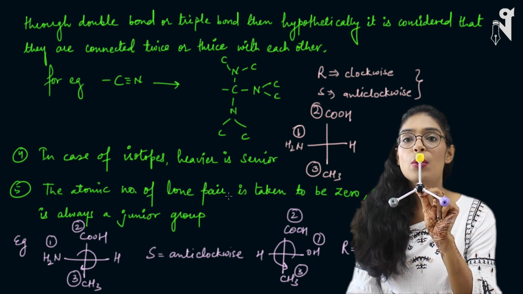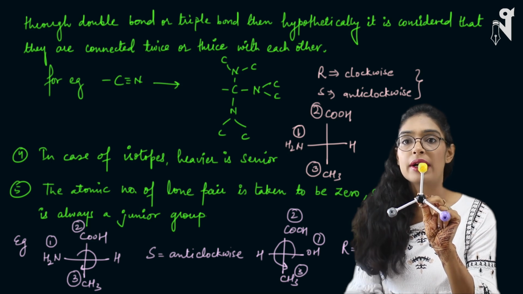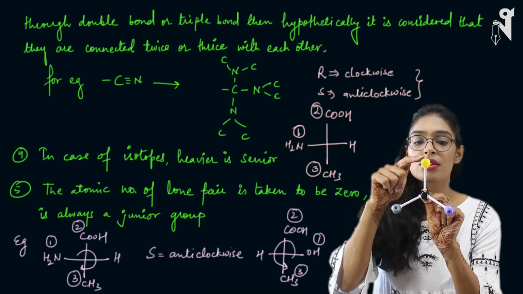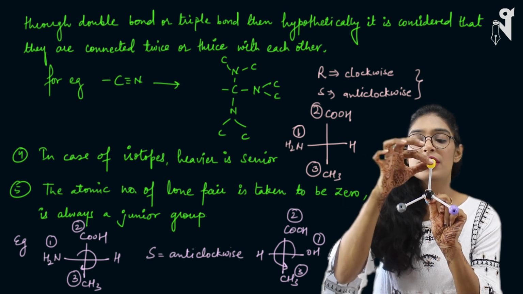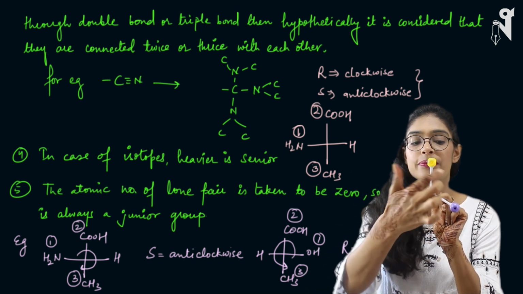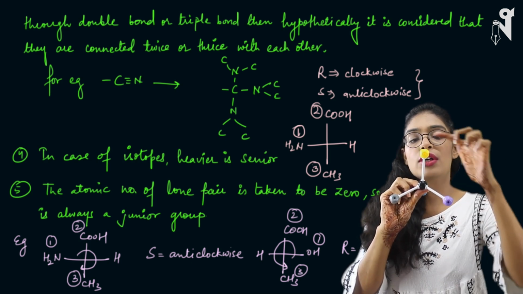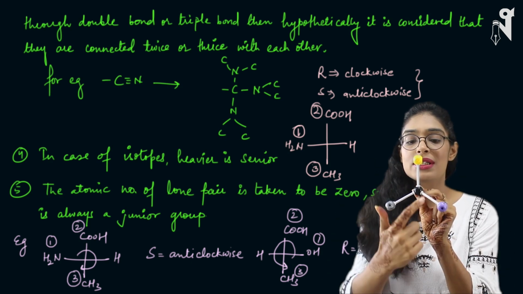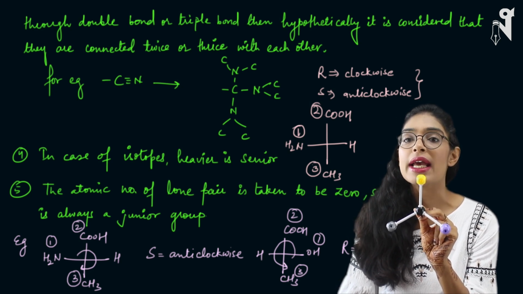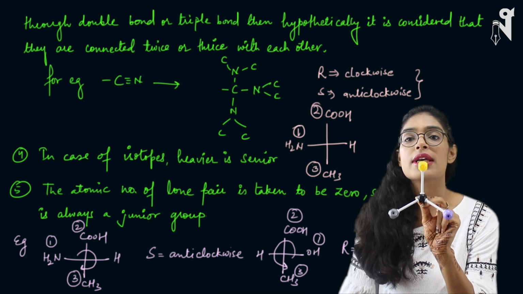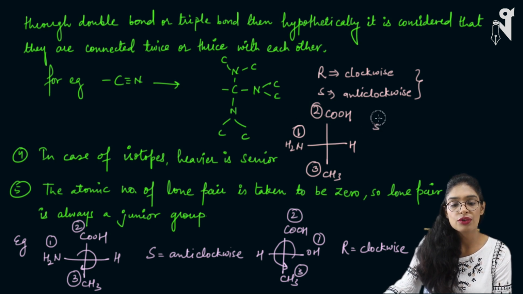Now see, the priority 1, 2, 3 groups are visible to you, and the one which had the least priority has been pushed back. Now look at it. This is your COOH, this is your NH2, this is your CH3. This is priority 1, priority 2, and priority 3. Just tell me, what kind of rotation is it from 1 to 2 to 3? It is anti-clockwise. If it is anti-clockwise, the configuration should be S. So for this molecule, the configuration is S.